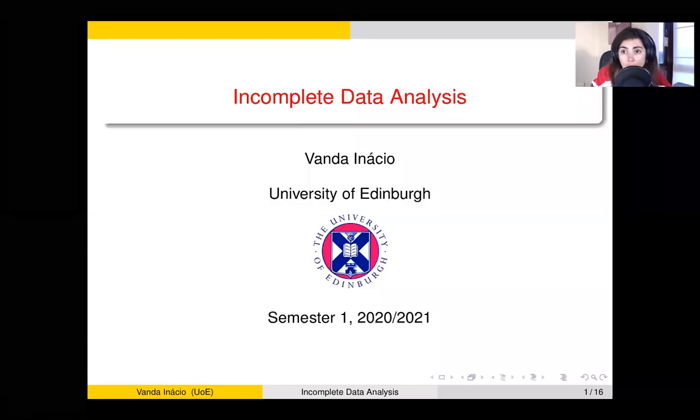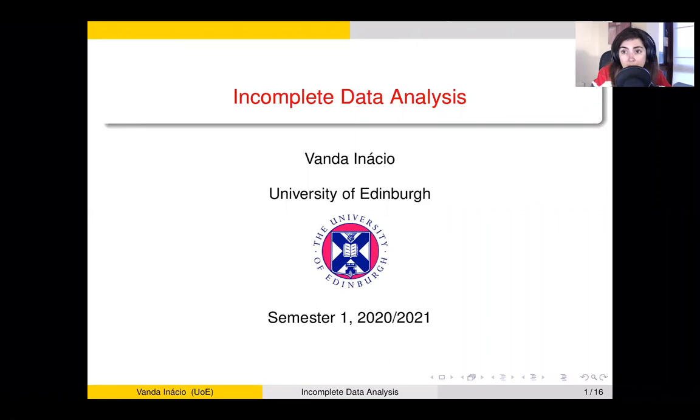Hi everyone, welcome to week 10 of incomplete data analysis, and in this week we will cover what was left from last week, and it is multiple imputation for the case where we have several variables with missing values. We will start with an overview of the methodological concepts, and then we will have a tutorial on R about how to use mice for the case of multivariate missingness.